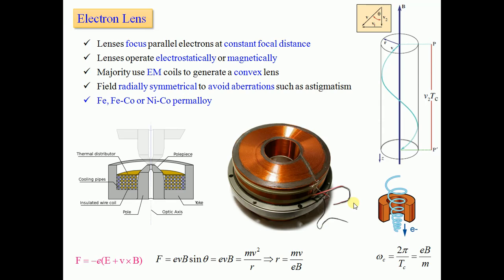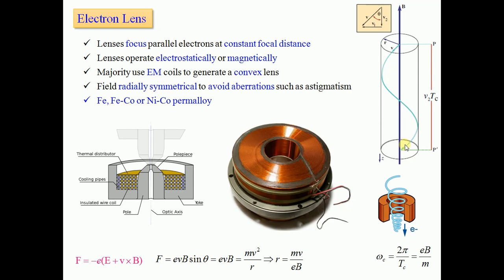a kind of mechanism. In the case of optics, electromagnetic radiation can be controlled with the help of optical lenses. Here, with the help of electromagnetic lenses, the electron motion can be controlled by applying a changing electric and magnetic field to the lenses. So these lenses are used to focus the parallel electrons at a constant focal distance, and they can be operated electrostatically or magnetically.